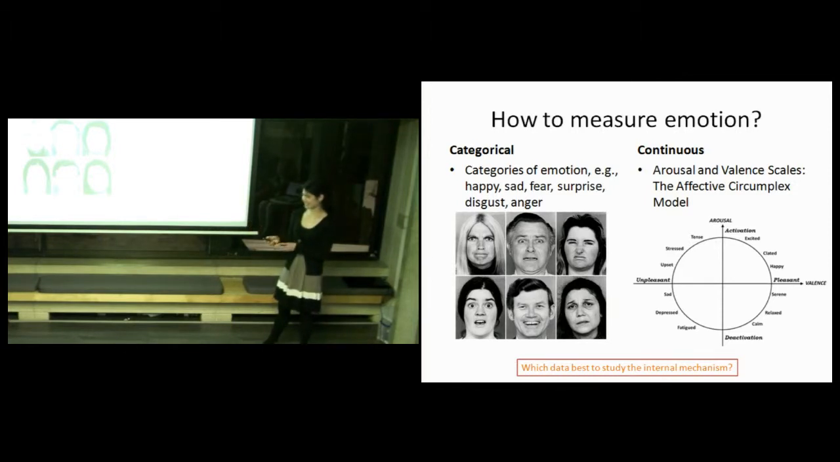Okay, so usually people will be presented with different types of faces, and they will represent categories of emotion. For example, this one is happy, and that one would be anger. And so you measure how people perceive emotions by having them match the words to a facial expression.